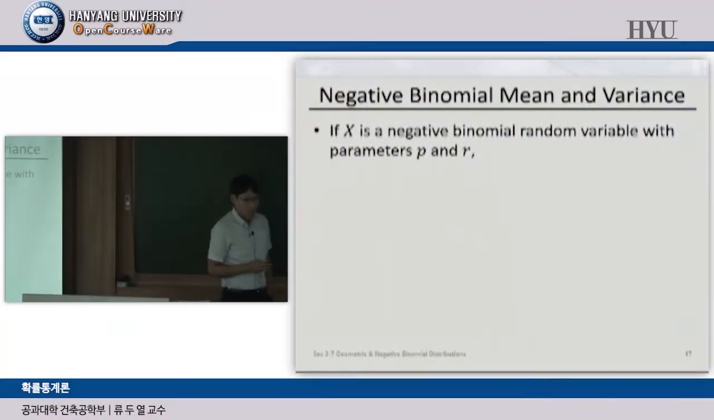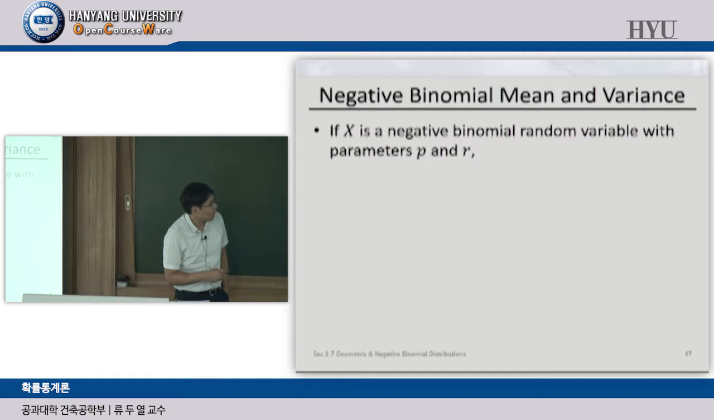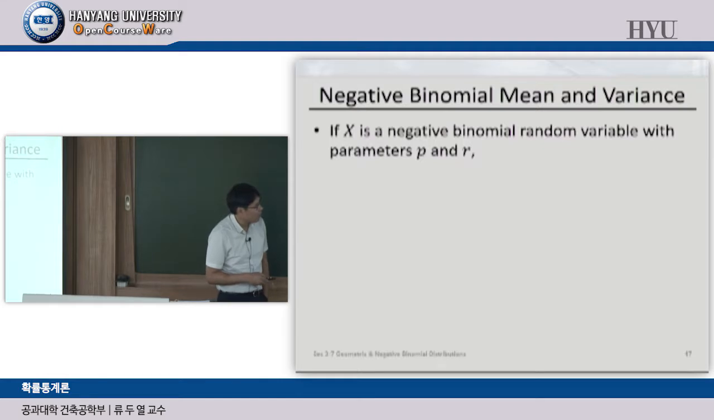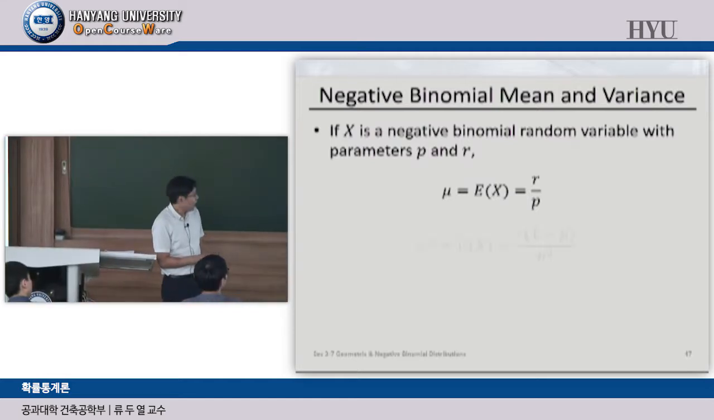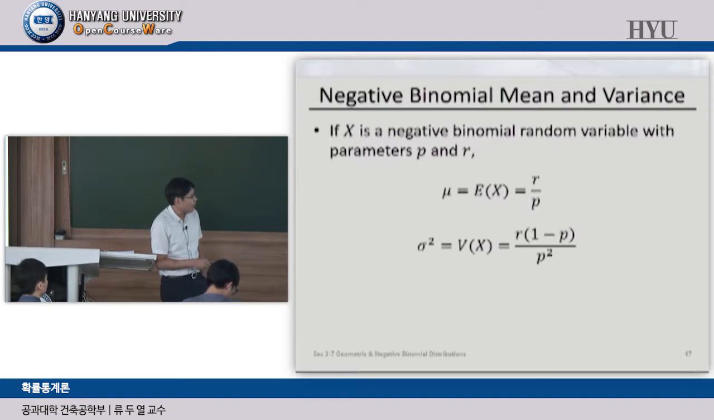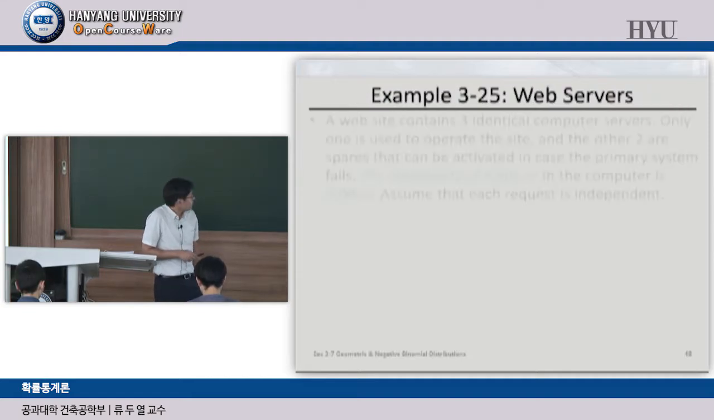And today, we are going to first discuss the negative binomial mean and variance. If x is a negative binomial random variable with parameters p and r, the mean is equal to r over p, and the variance sigma squared is equal to r multiplied by (1 minus p) over p squared. So we can simply calculate the mean and variance based on these two equations for the negative binomial distribution. And this is the example.